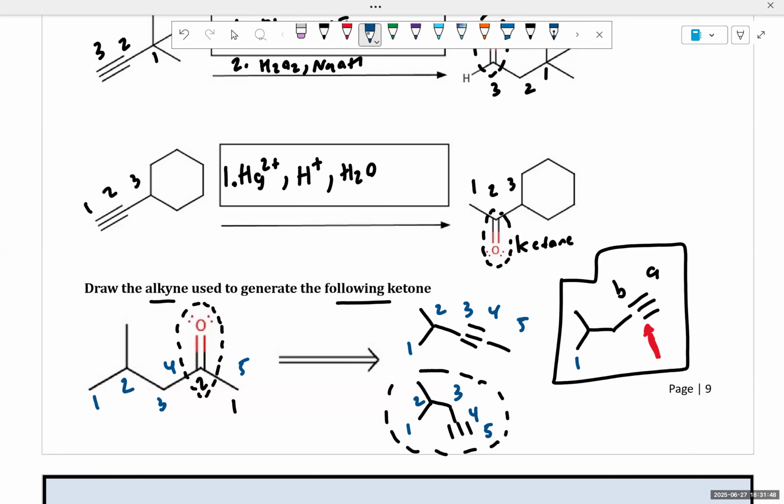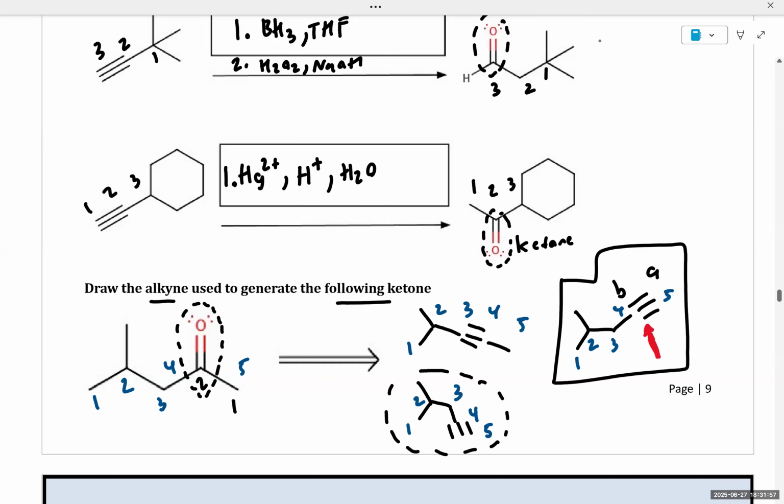Again, just to show the mapping, 1, 2, 3, 4, 5, and we're good to go. Because remember, oxymercuration can install a ketone at the most substituted position on an alkyne. So we can prepare this ketone from the corresponding alkyne. We pick this alkyne because we can get selectivity for one site over the other. We can get regioselectivity.